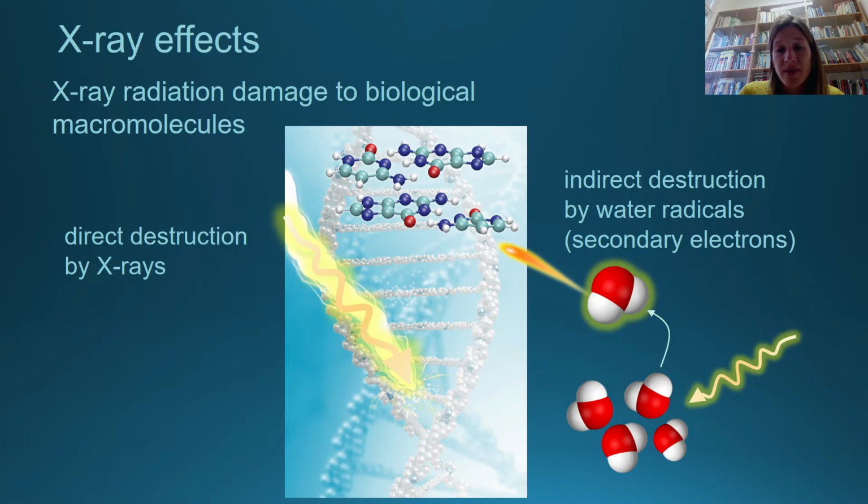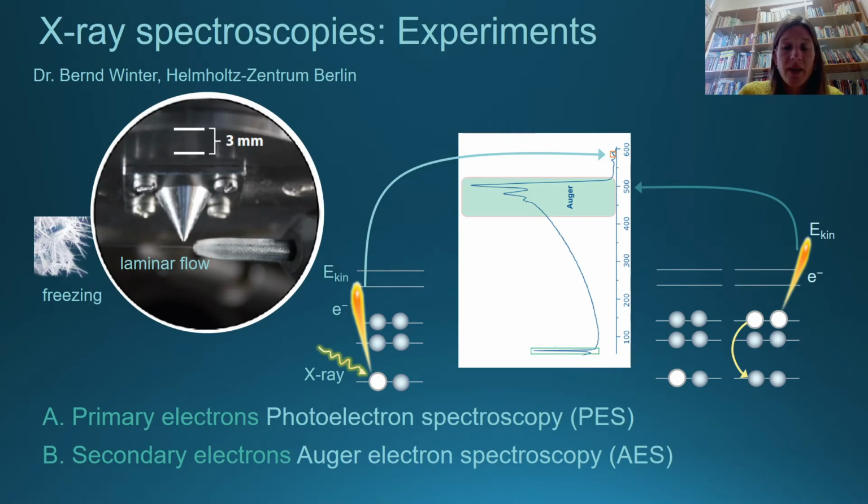Therefore, if we understand well the X-ray processes which are triggered by the radiation, we can understand also the details of the biological damage. In our work, we are trying to interpret the experiments performed in liquid microjets. These experiments are done in Berlin by Dr. Winter, and these experiments are the radiation in, electron out type of experiments. They are based on the photoelectric effect.